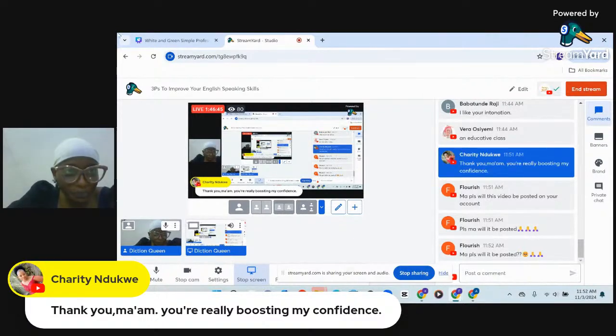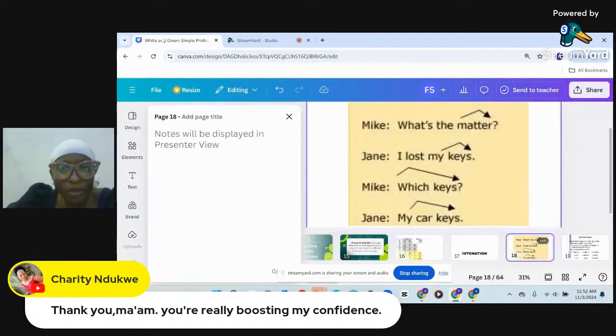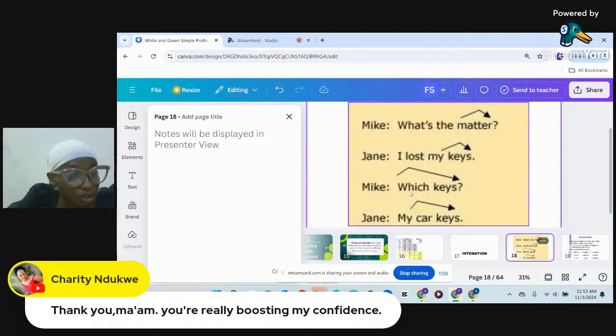Statement. The next conversation says, "Which keys?" Another WH question. Remember, a WH question is a question that starts with a WH word. "Which keys?" "My car keys." My car keys is another statement. So let's read together. Say after me. What's the matter? Make sure your tongue is outside when you get to "the". What's the matter? I lost my keys. Which keys? My car keys.